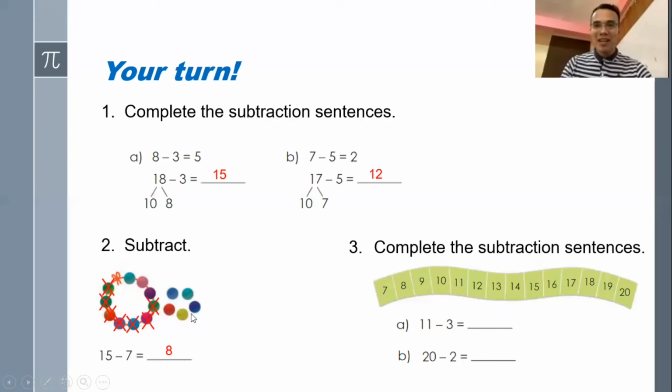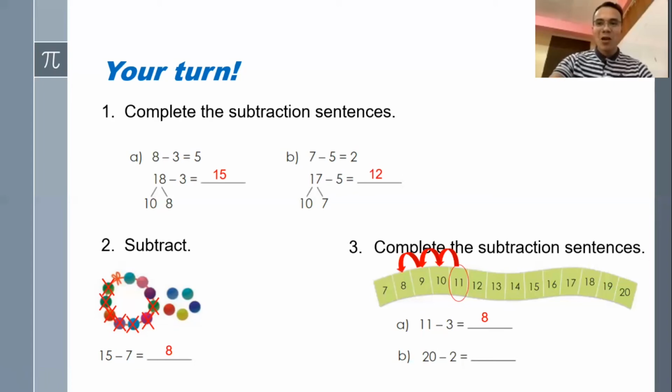Let's have number 3. Complete the subtraction sentences. This time, we are going to use the counting backwards method with the help of the number tape. Let's start with letter A. 11 minus 3 equals blank. First, we have to find the number 11 in the number tape. The number 11 is there, and we're going to move 3 times or steps backwards. And we landed on what number? We landed on number 8. So 11 minus 3 is 8.